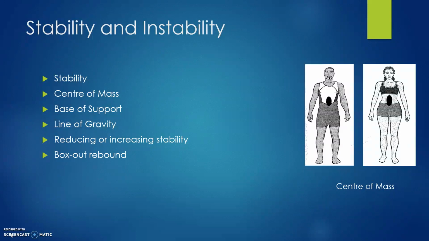Then the line of gravity, which is an imaginary line which goes from the centre of gravity on a person directly down to the ground, and it shows how gravity acts upon a performer.